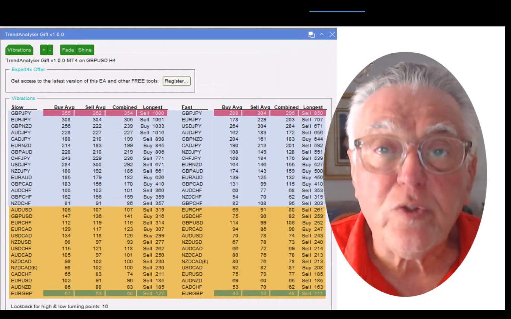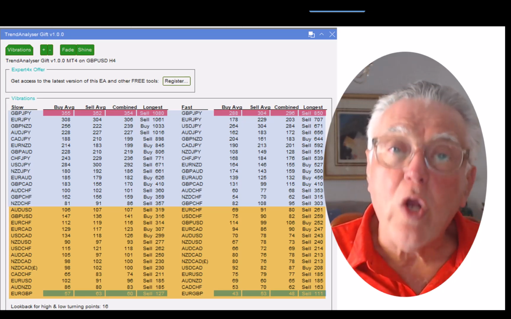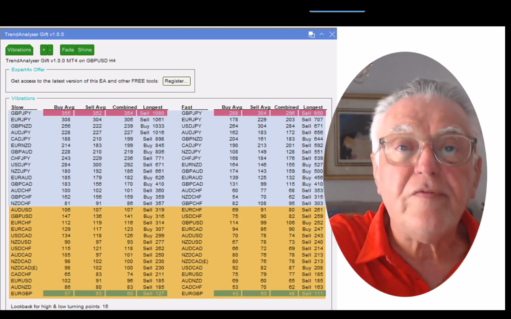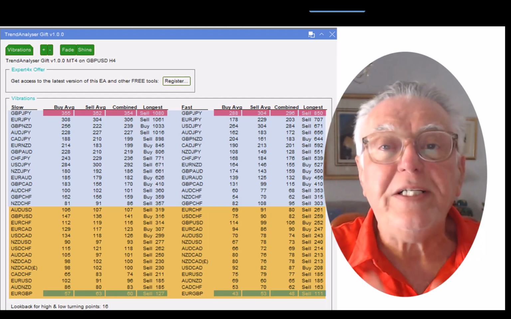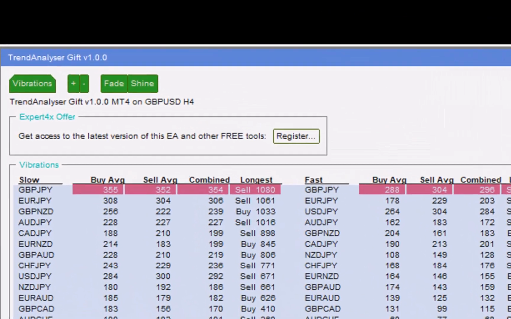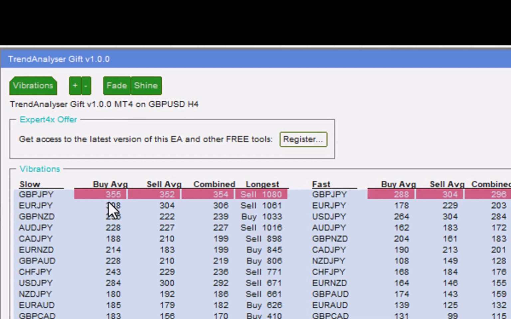Then we look at the actual trends that happen in the market, how long they are from the start of the trend to the end of the trend. How long are those particular trends for each currency? Again, for instance the pound yen, we can see on average the buy trend, from the start of the trend to the end of the trend, is 355 pips. And the average sell trend is almost the same, 352 pips. So you can see those trends are pretty big. If we average the two, pretty close, 354.